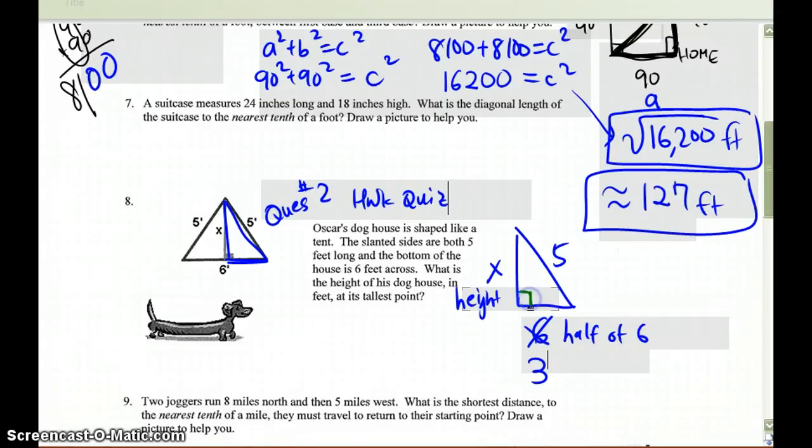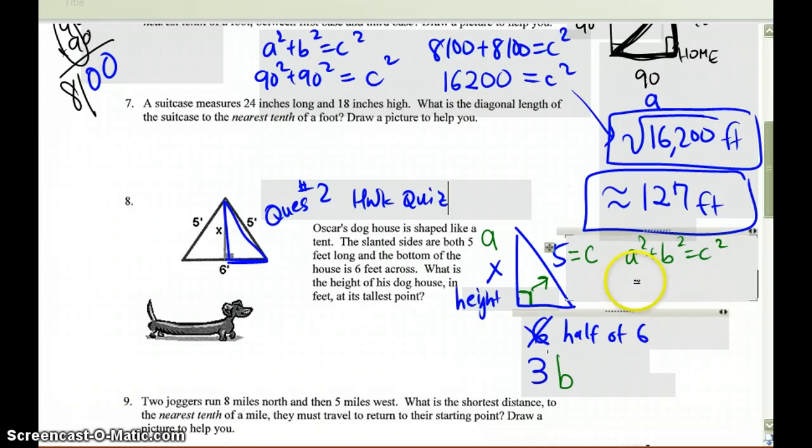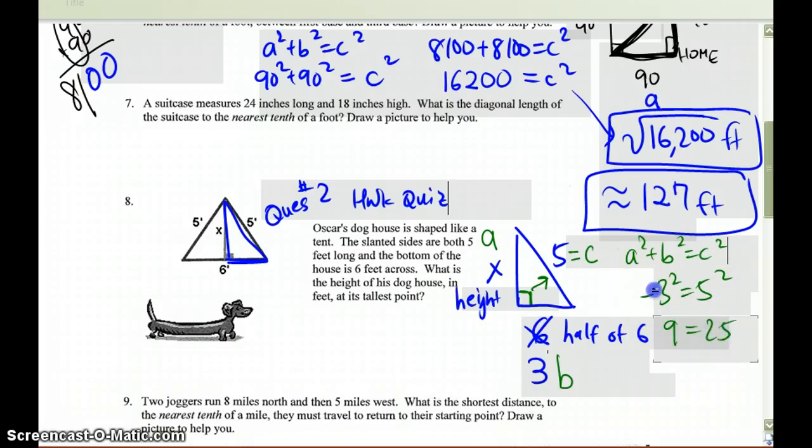Here's my 90-degree angle right there. So that tells me that x and 3 are the legs. So that means x can be A and 3 could be B, which leaves the opposite of the right angle, the hypotenuse, was just left with the letter C. So 5 is C. So I'm going to use A squared plus B squared equals C squared. I'm going to square B, which is 9, or 3 squared, and I'm going to square 5 squared. So I'm going to get 9 and 25, and I'm going to add the A squared also to it.